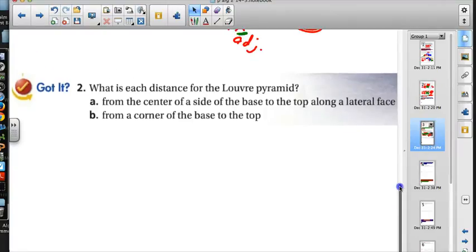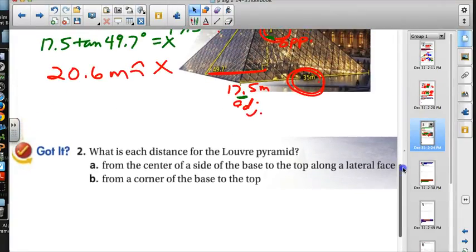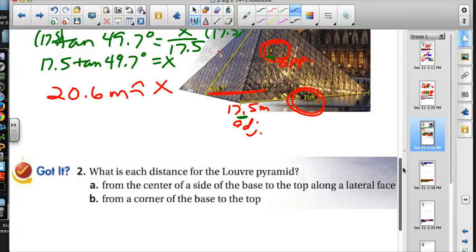All right, well, let's go back to the picture up here. So what they're really asking us for is right here. That's what we want. So I'm going to go ahead and make a sketch again of this triangle. And we had 17.5 right here, and they gave us 49.7 for that angle. And over here we said this was 20.6 meters, approximately.